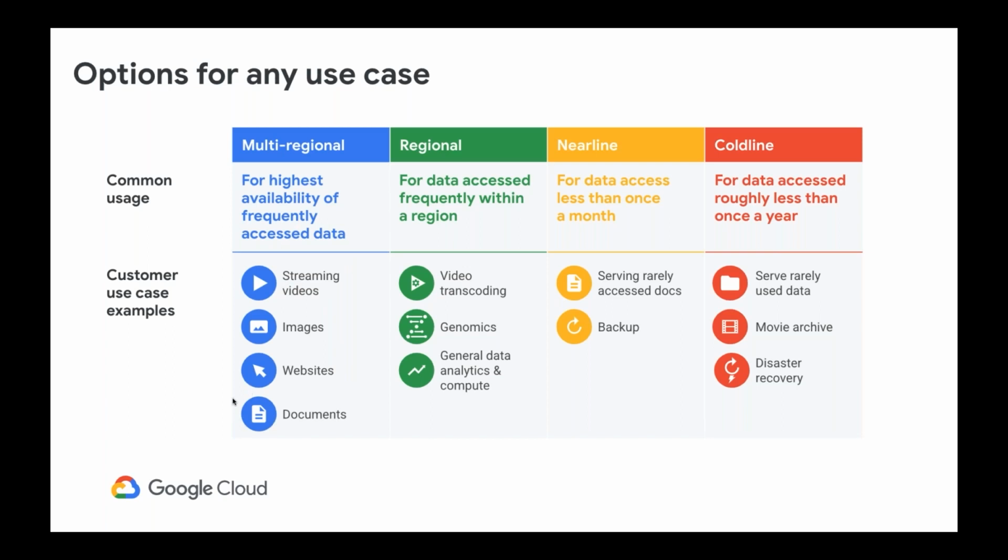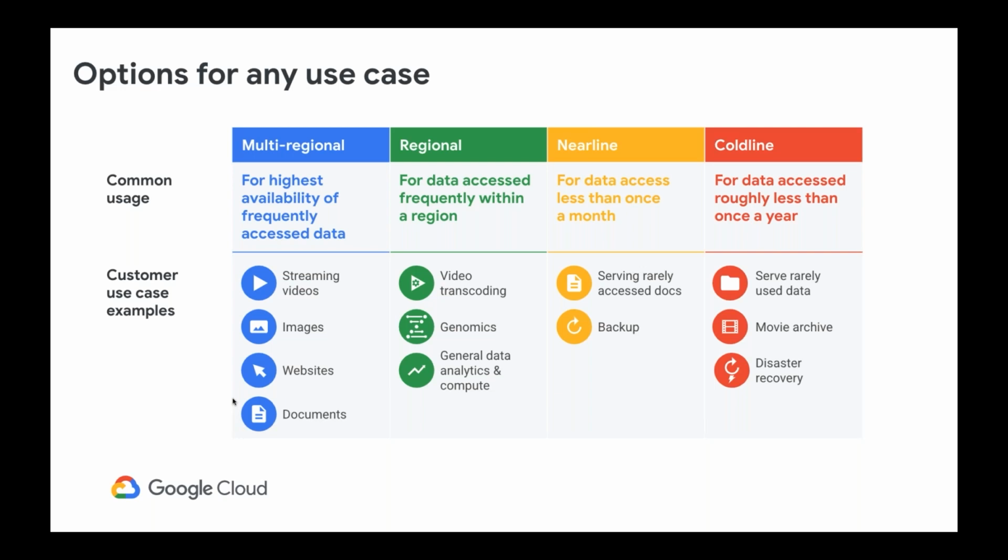So these are the 4 different storage classes that we have with Google Cloud Storage. You can see here, depending on your use case and your application, we're going to move from the left, multi-regional, all the way to the least accessed data in coldline. And for the purposes of this lab, we're just going to set up a simple bucket that's going to be a multi-regional bucket in the US.